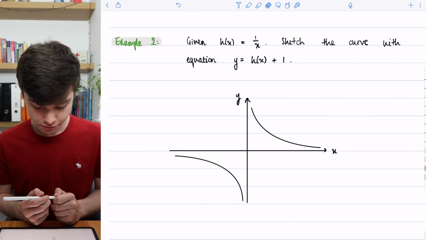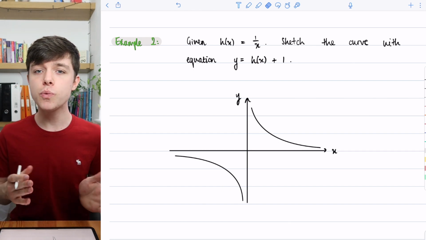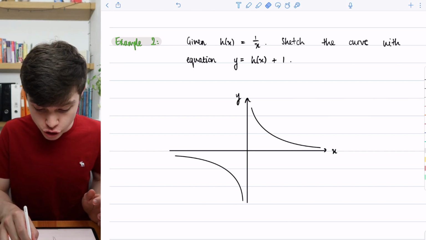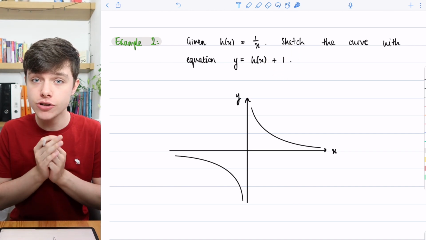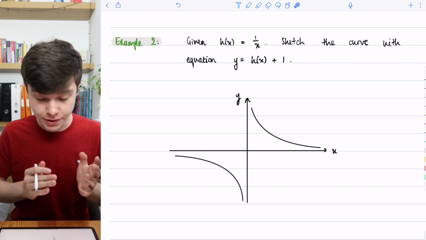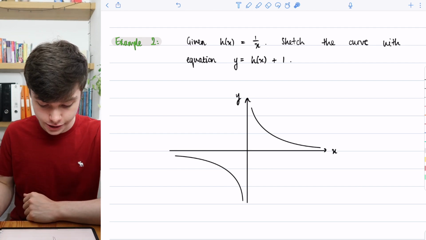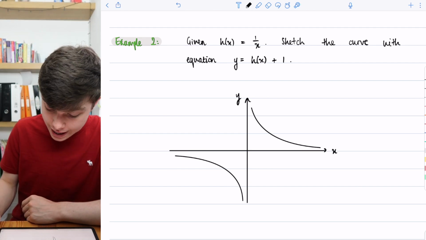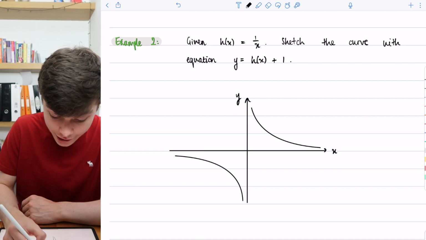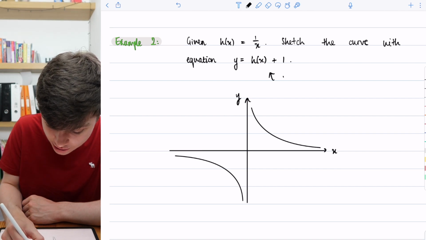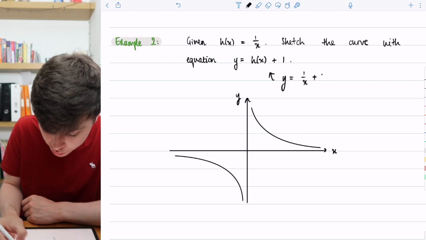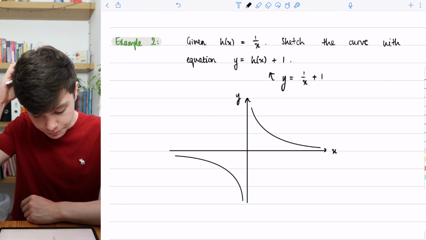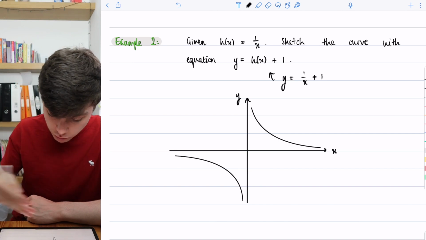Okay, let's see whether we're correct. Because we've got the +1 outside the bracket, just on the end of our equation here, it's going to do a vertical translation. So h of x we know is 1 over x. What this equation actually looks like is y is equal to 1 over x plus 1. So I will stick with 1 over x here.